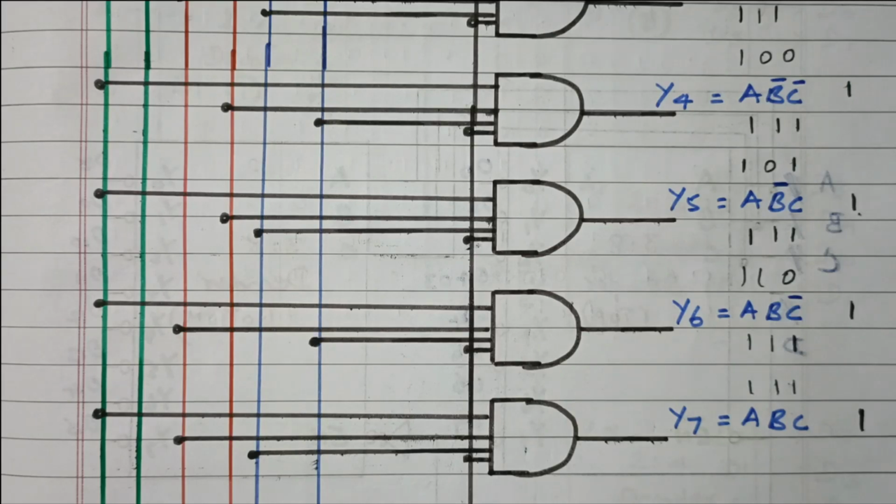So in this video we discussed the 3 to 8 decoder. From 3 inputs, how we are getting 8 different outputs. We discussed the truth table followed by the logic diagram.